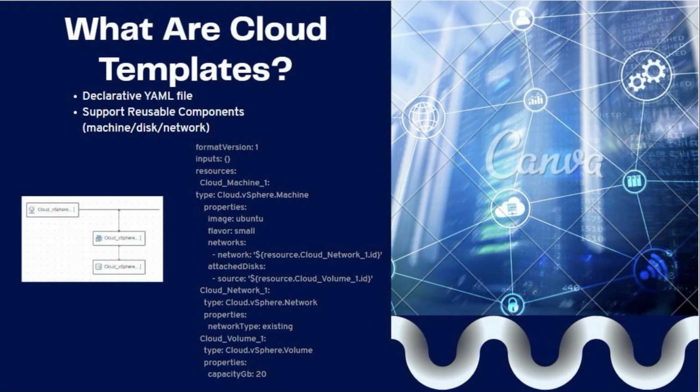First off, what are cloud templates? Cloud templates are basically a declarative YAML file which describes your infrastructure as code. It supports reusable components like images, flavors, networks, disks, and more. This allows you to treat infrastructure like software: consistent, versioned, and automated.